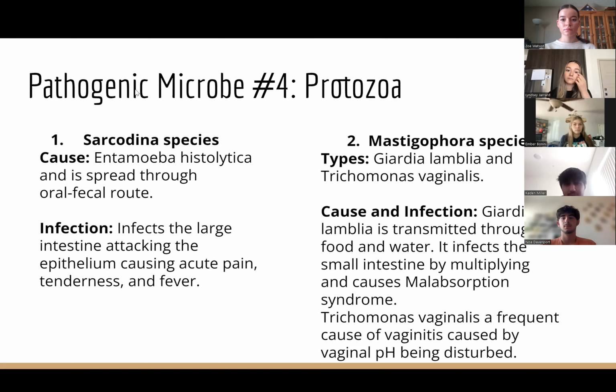And we have the Mastigophora species. There's two types. We have Giardia lamblia and Trichomonas vaginalis. Cause and effect. Giardia lamblia is transmitted through food and water, and it affects the small intestine by multiplying and causes malabsorption syndrome. And Trichomonas vaginalis is a frequent cause of vaginitis caused by the vaginal pH being disturbed.